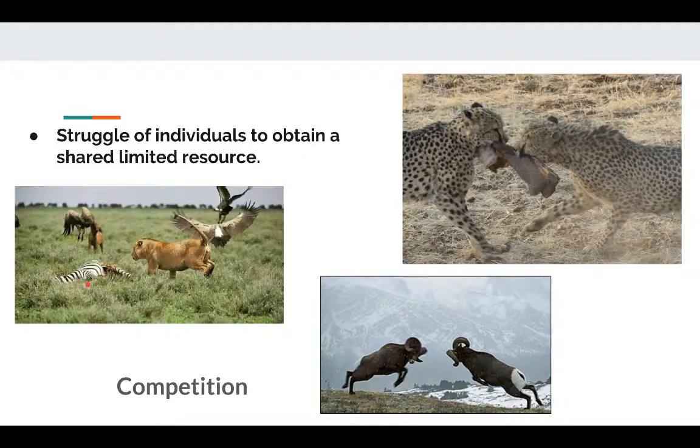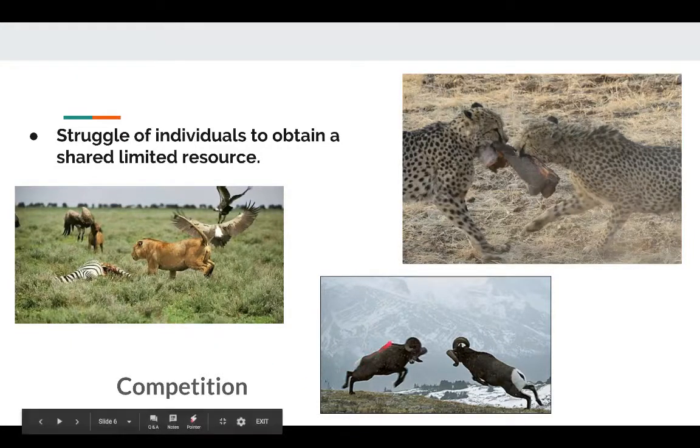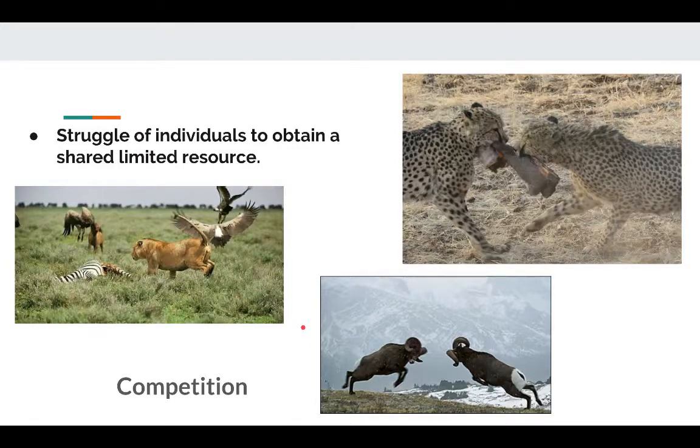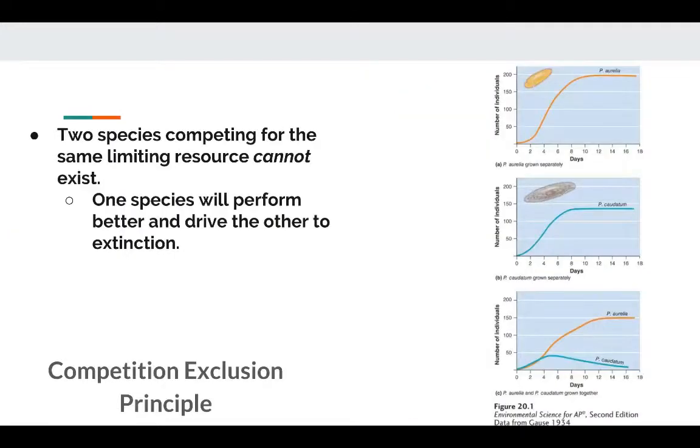But it's not just food that you're going to compete for. Here you have the bighorn sheep competing for a mate. So when there are limited resources, in this case females in a population, you're going to have to compete to reproduce. Or in the case of the lions and the cheetahs, you're going to have to compete to eat.